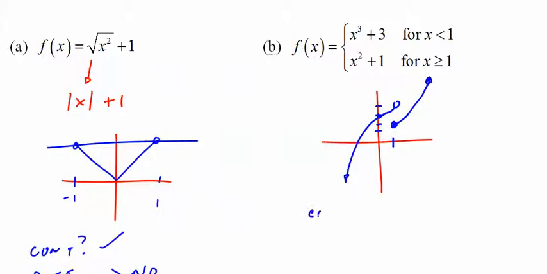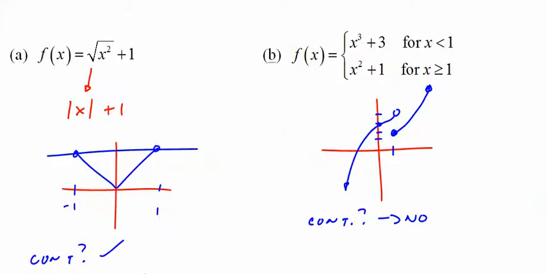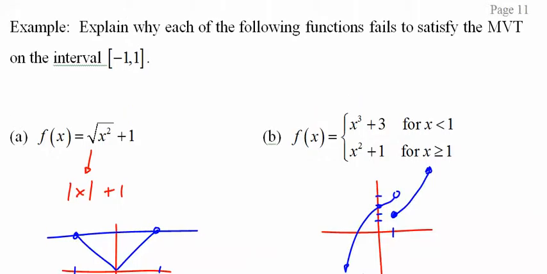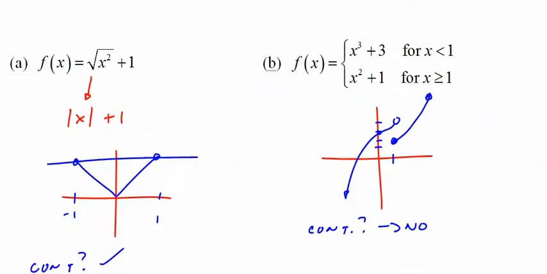So we would say continuous, and we would say no. And we got a little problem here. These are on -1 to 1, so gotta fix all that. So it just jumps from here to here. Doesn't work.